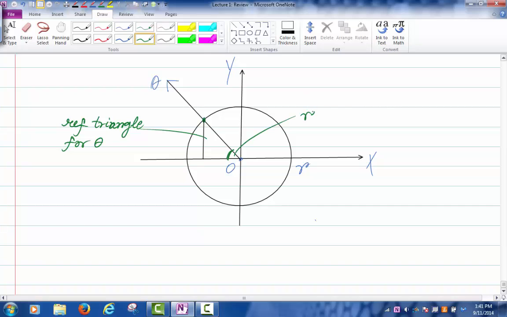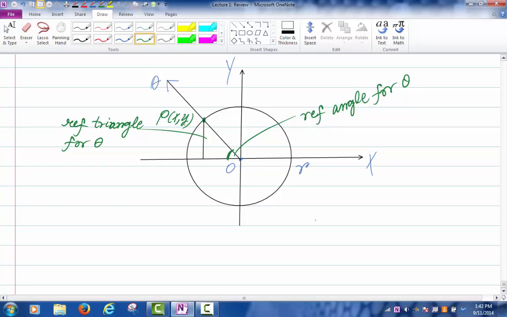This is the reference angle for theta. Okay, now let's say the point here is the point P, and the coordinates of that point are given by x and y. The point P is the intersection of the terminal side with the circle, and the coordinates are given by x and y. So what is x here?